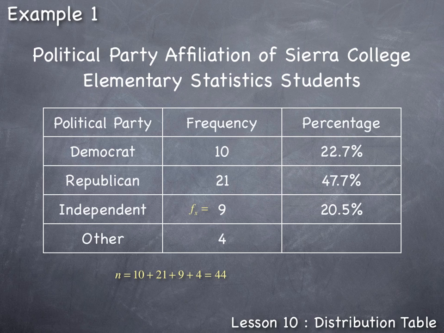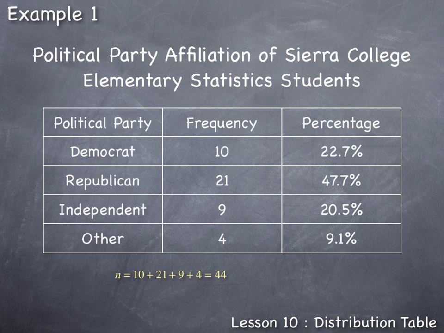Finally, to determine the percentage of others in this sample, you take the frequency of others, which is 4, divided by the total sample size, which is 44, and multiplying by 100% gives you the percent of 9.09090%. Rounding this result off to the nearest tenth of a percent, we get 9.1%.